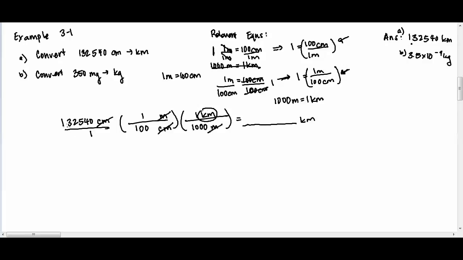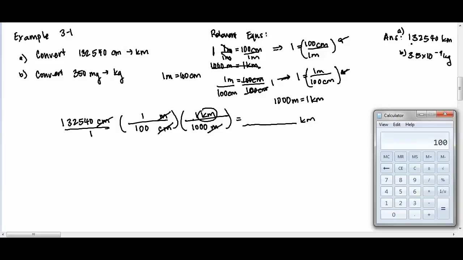Now, what I need to do is take 132,540 times 1 times 1 divided by 1 divided by 100 divided by 1,000. So that would be 132,540 times 1. I don't need to put that in the calculator. Times 1 again, I don't need to put that in the calculator. Divide by 1, I don't need to. But I should put in divide by 100, and I should also keep in the divide by 1,000. And so my answer is 1.3254.